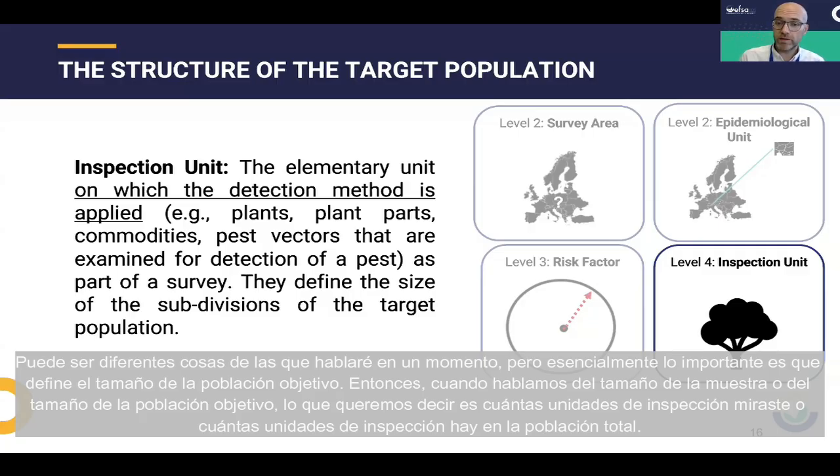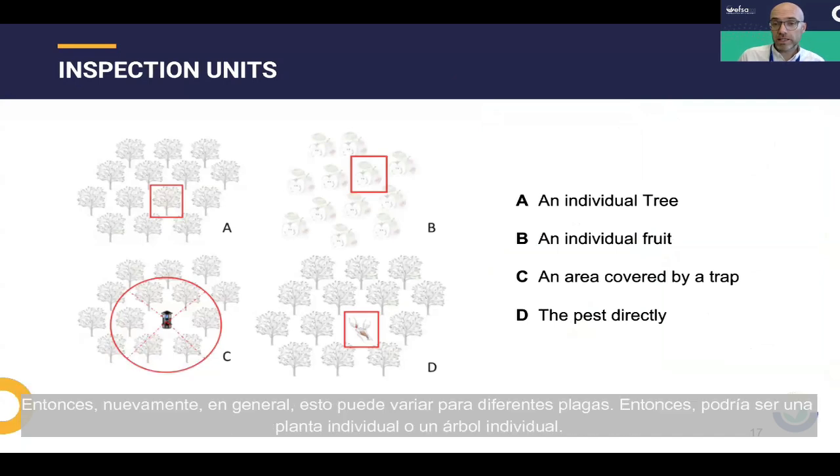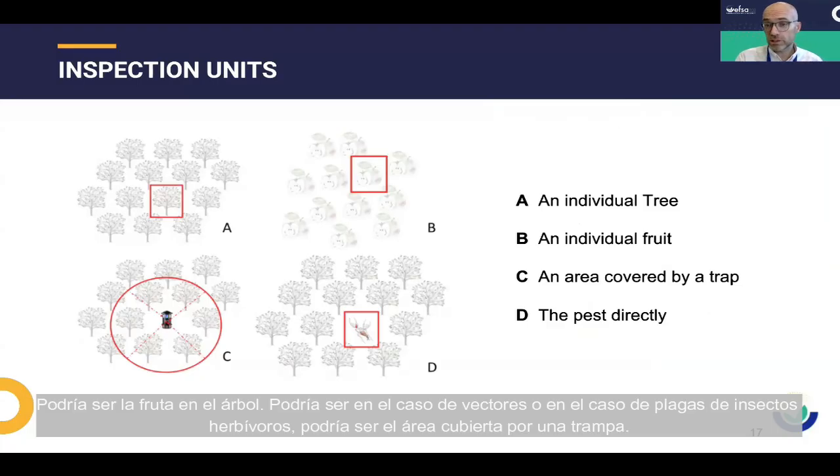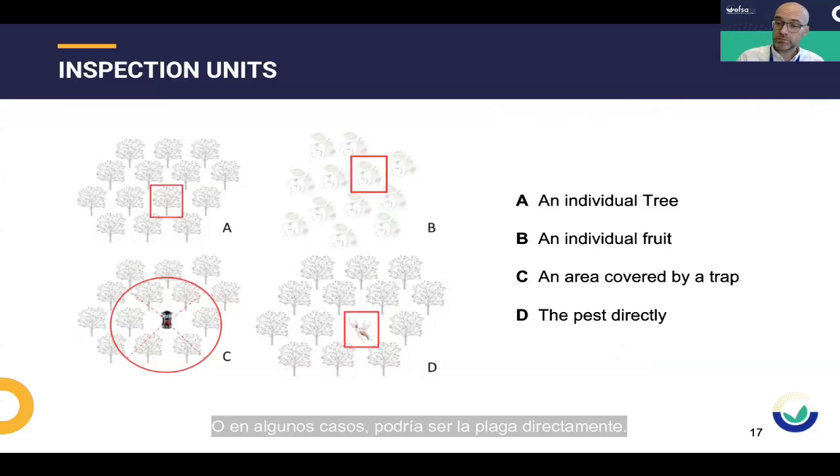When we talk about the sample size or the size of the target population, what we mean is how many inspection units you looked at, or how many inspection units there are in the total population. In general, this can vary for different pests. It could be an individual plant or an individual tree. It could be the fruit on the tree. In the case of vectors, or herbivorous insect pests, it could be the area covered by a trap. Or in some cases, it might even be the pest directly.